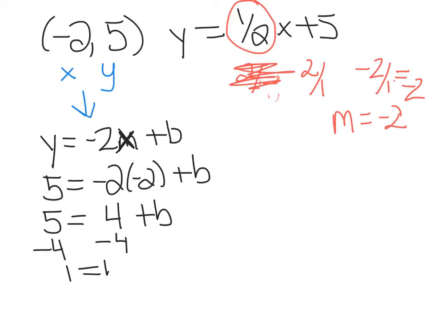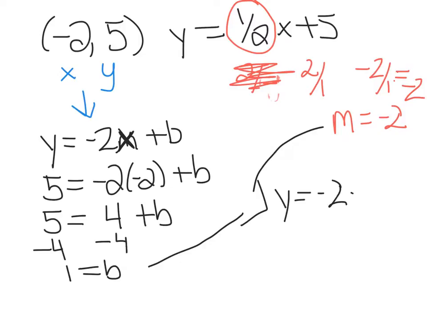You get 1 equals b. So now you take that and your slope, and we're going to write our equation right here. We're going to get y equals -2x plus 1. And when we look at the answer choices, that is letter G.